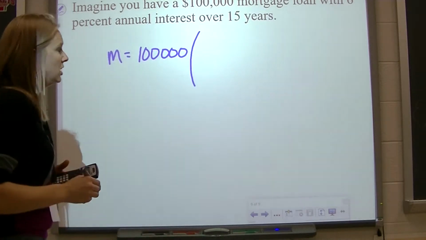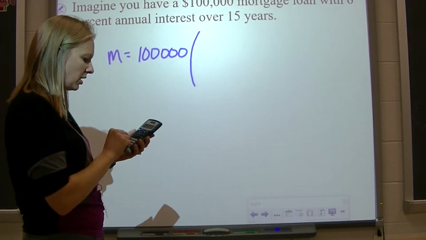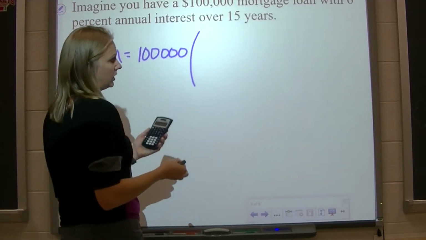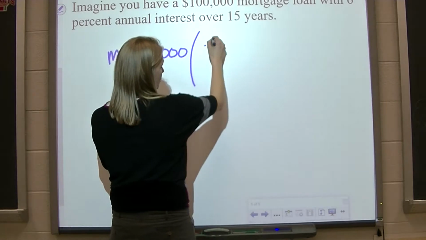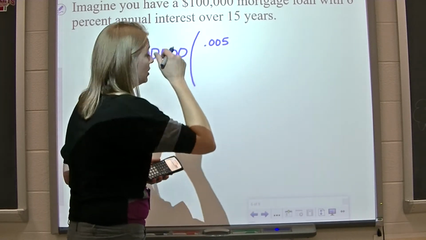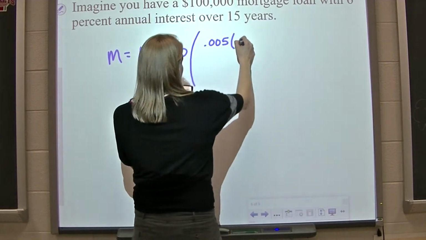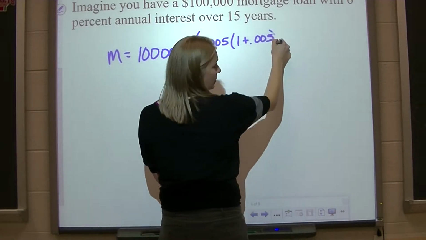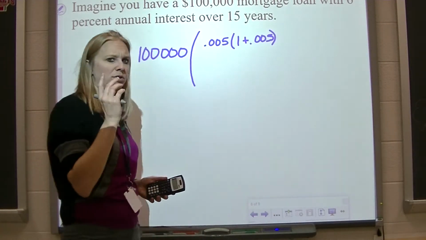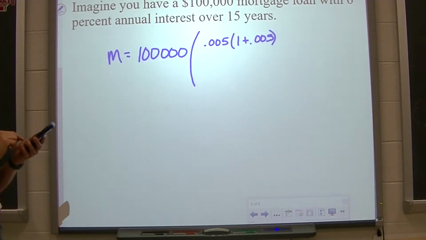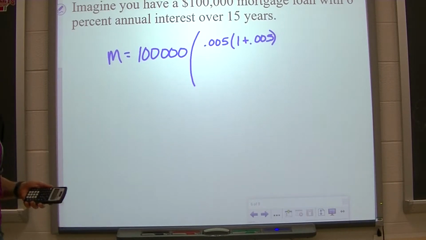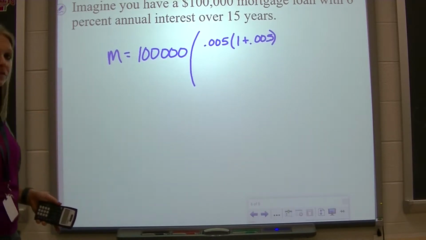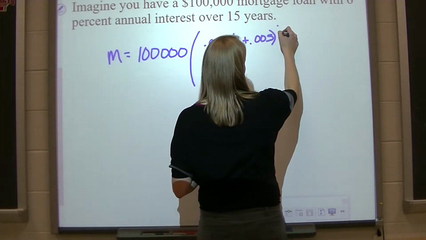So we have $100,000, and then the rate, 6%, but I'm going to do 0.06 divided by 12, so I get the monthly interest rate, and that is 0.005. I'm going to take that times 1 plus 0.005 and raise it to the power of, now what do you guys think here? Do we raise it to 15? Or 180? You have to raise it to 180 because we're looking at the monthly payment. So not time in years, time in months. So I raise it to the power of 180.